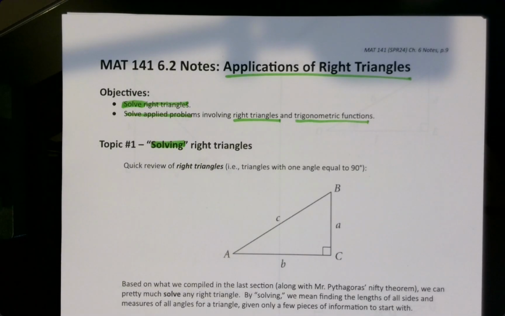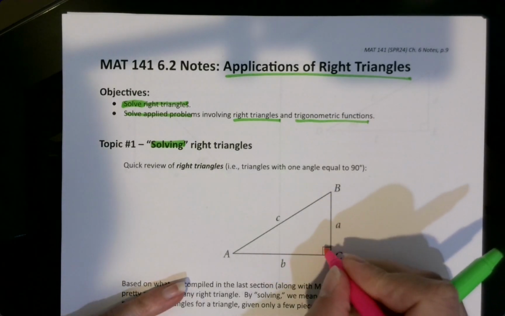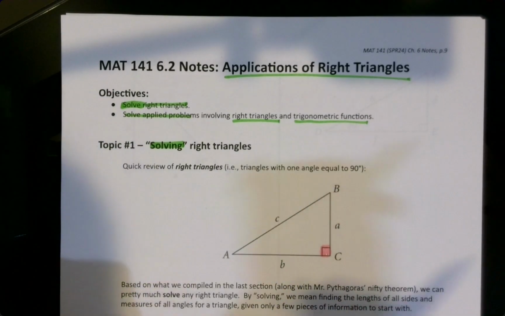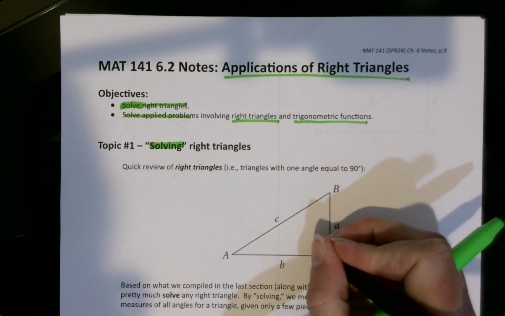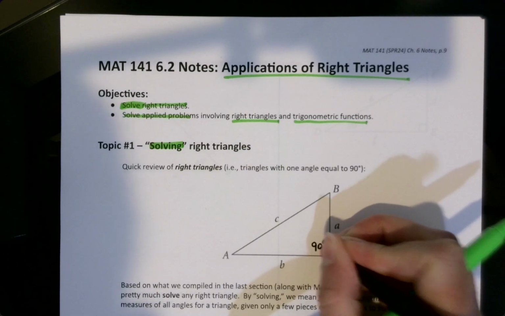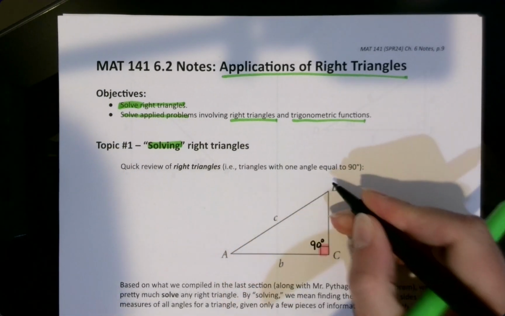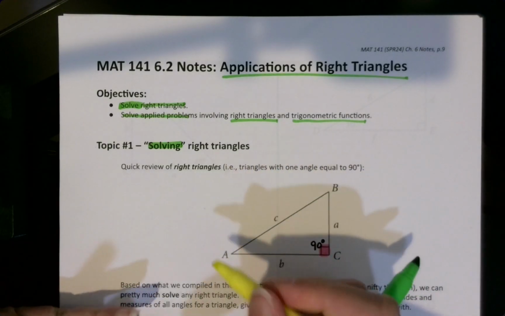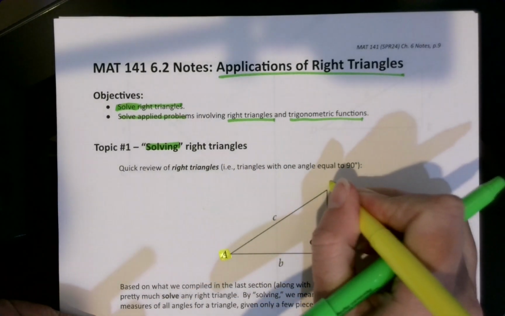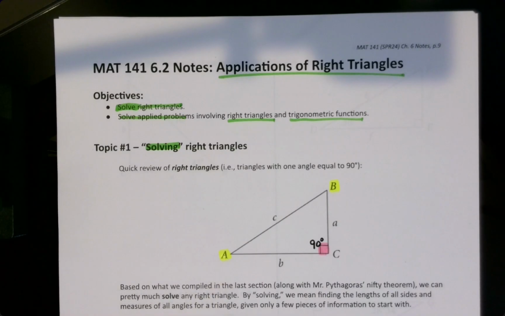So in a right triangle, we know that we have one angle whose measure is equal to 90 degrees. In this case, this is angle C down here in the corner. The measure of this angle is 90 degrees. And then we have two other angles that are acute angles. The names of these angles right now are A and B. So this triangle here is the triangle ABC.